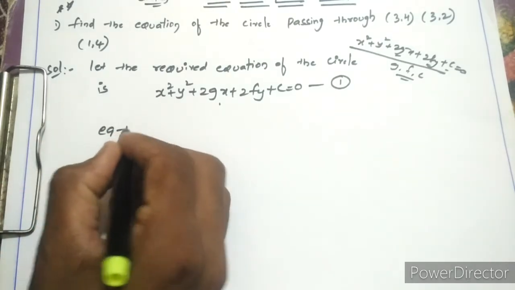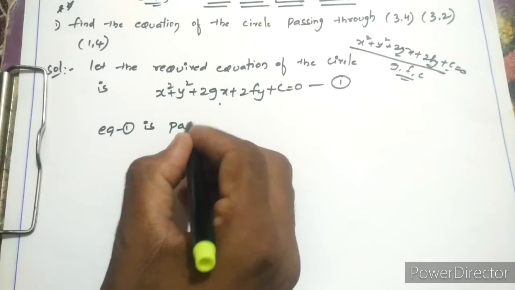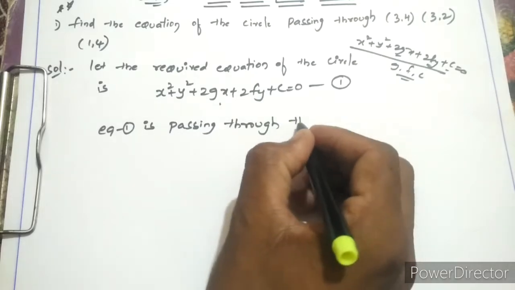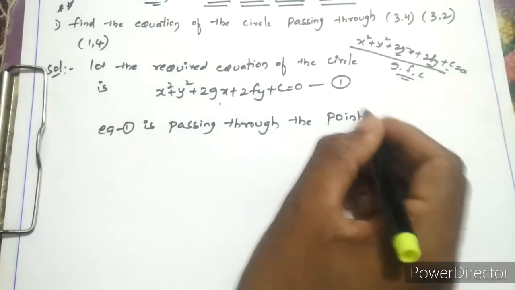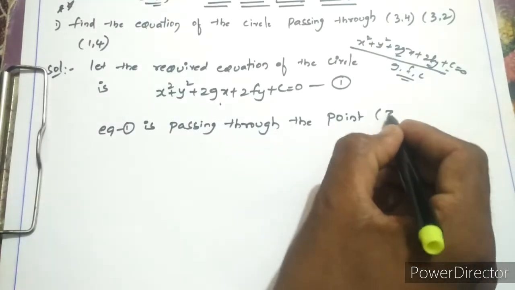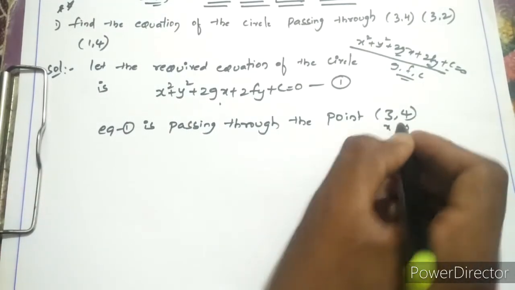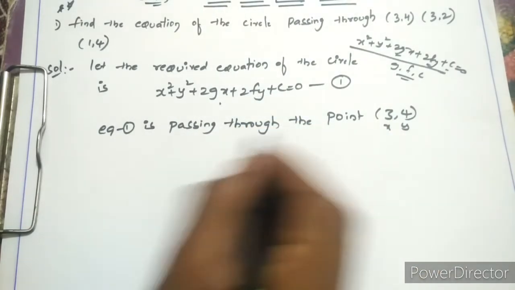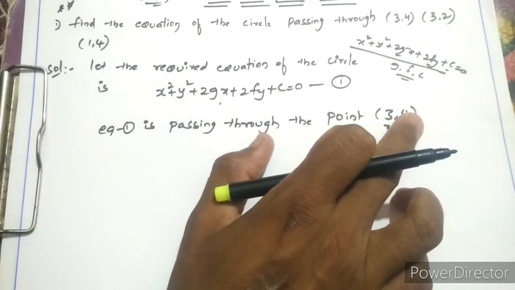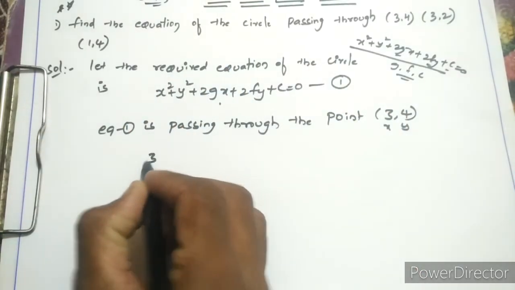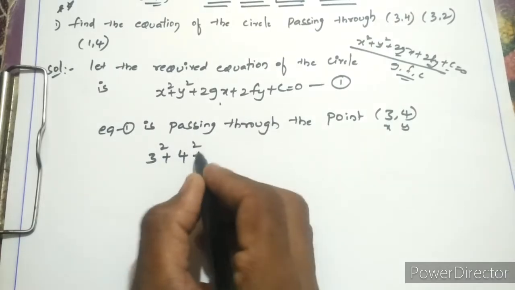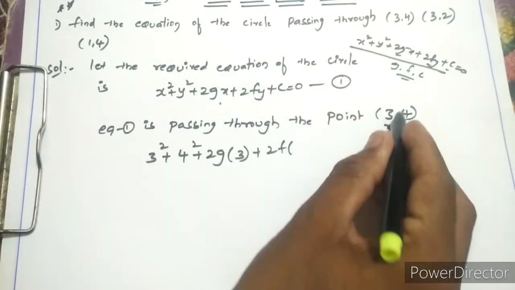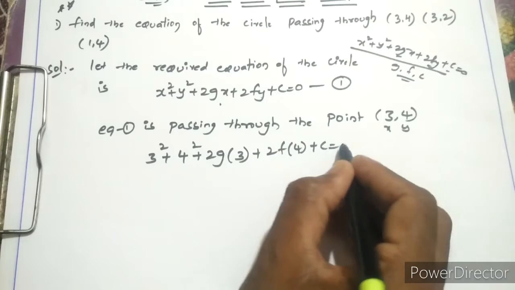Now see, equation 1 is passing through the first point. What is the first point? It is 3, 4. So that is the x coordinate as well as the y coordinate. So substitute these x, y values in equation 1. So in place of x we are substituting 3, in place of y we are substituting 4. That is 3 square plus 4 square plus 2g into 3 plus 2f into 4 plus c is equal to 0.